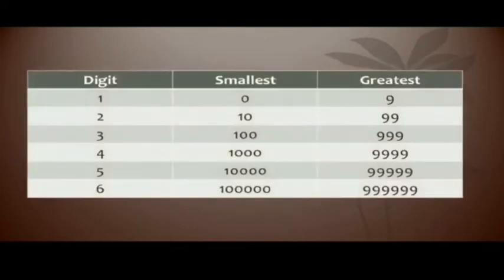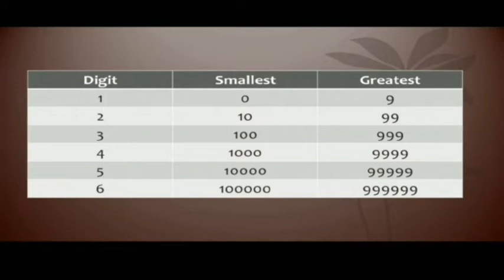Here a chart is given which says the digits, the smallest and the greatest. Smallest is 0 when it's a 1-digit number and the greatest is 9. When the number has 2 digits, the smallest is 10 and the greatest is 99. When it has 3 digits, the smallest is 100 and the greatest is 999. When it has 4 digits, the smallest is 1000 and the greatest is 9999. When it has 5 digits, the smallest is 10,000 and the greatest is 99999. As you can see, the smallest and the greatest vary along with the number of digits.